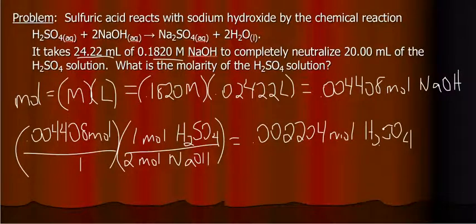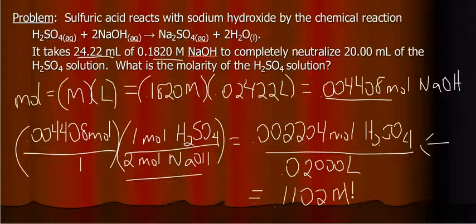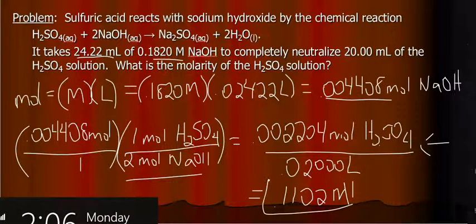And if I want to find the concentration, I'm going to take the moles of the acid. I'm going to divide by the volume that it took, which was 20 milliliters, 0.02 liters. And that's going to be the concentration. So you can kind of break this problem down into 3 steps. First step here, second step here, third step right here. But the concentration of that sulfuric acid, 0.1102 molar. 0.1102 moles per liter.